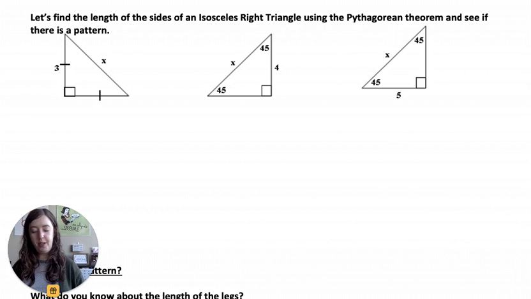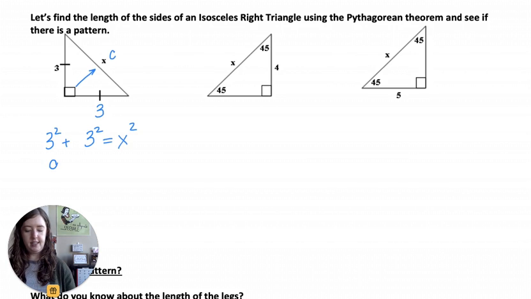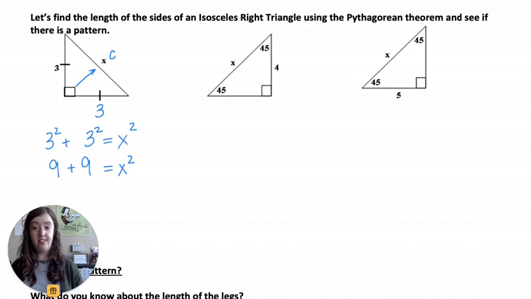So first of all, we know that these two legs are the same, so I can put this as 3. And now let's use the Pythagorean theorem. The side across from my right angle is my hypotenuse, so x is c. So I have 3 squared plus 3 squared equals x squared. 3 squared is 9, plus 3 squared is 9. Add those together and we get 18 equals x squared.